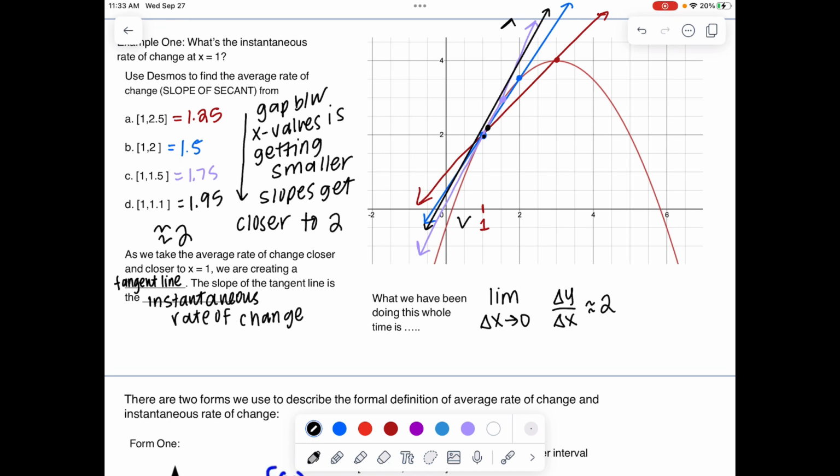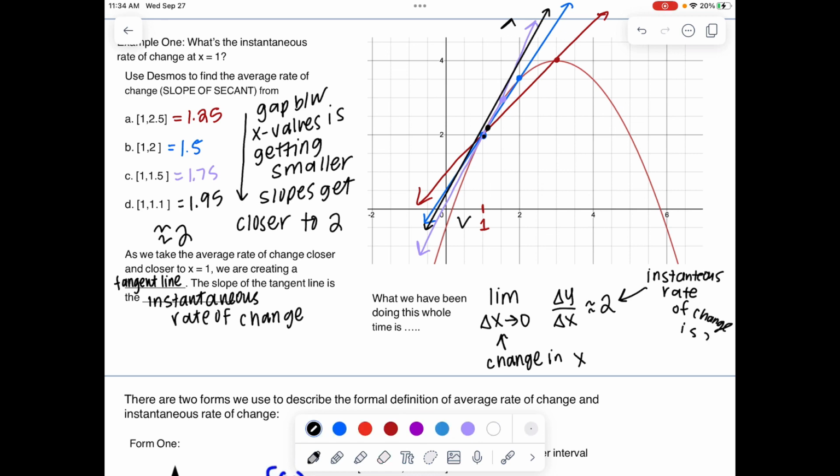And so as we made our change in x smaller, as we made it so small that it was almost 0, our average rate of change approached 2. And so that right here, 2, is going to be our instantaneous rate of change. We don't actually necessarily see it hit 2, but we watch it approach 2, and that's the idea of a limit. So our instantaneous rate of change is 2.